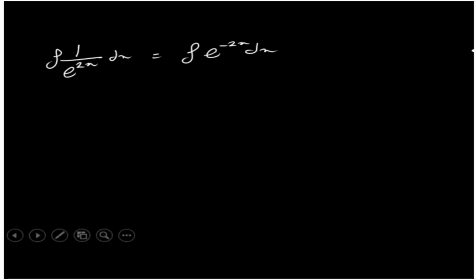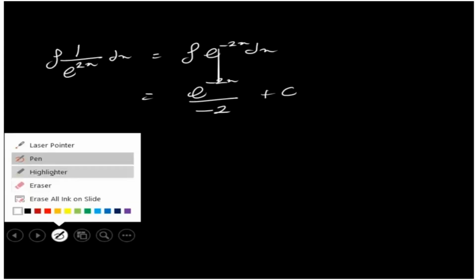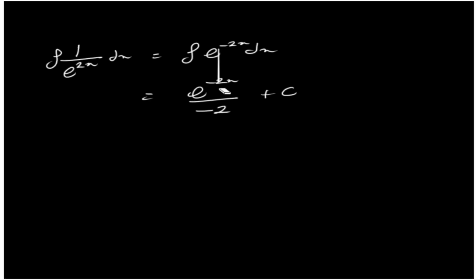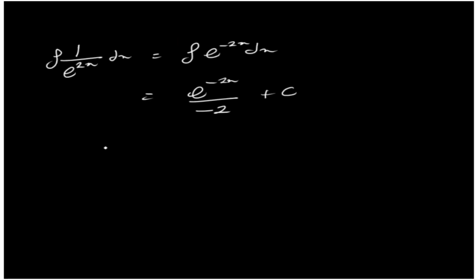Okay, then apply your integration. How do you integrate this? This is e to the power of 2x over minus 2 plus c. Okay, you simplify it first by bringing it up. Then apply your integration. Now, look at this question.